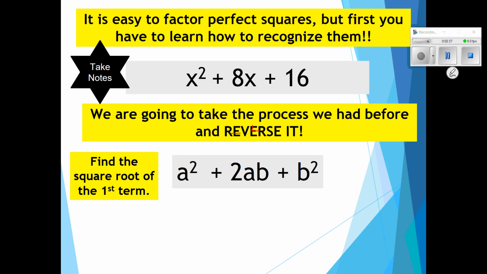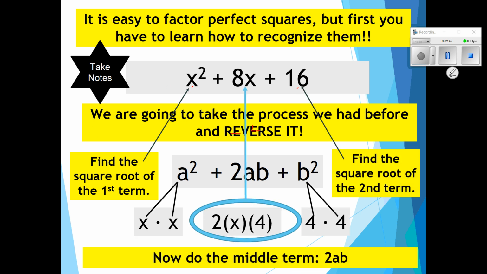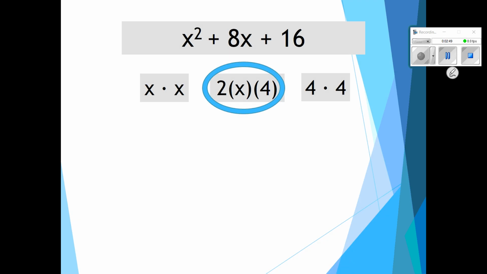First, we have to check the square root of the first term, which we just did. We checked the last term to see if we could take the square root of that. And then we multiplied the two square roots and doubled it to see if we would get the middle term. So we're going to practice this a few times.